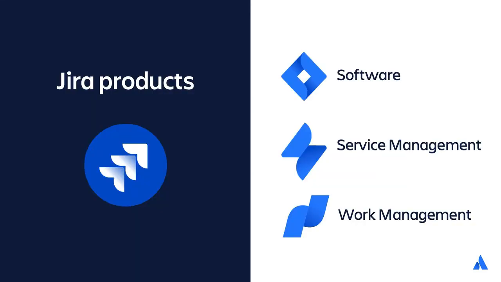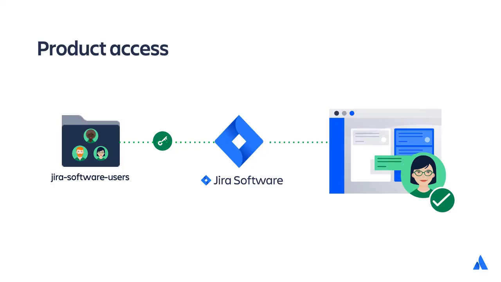When we troubleshoot or configure permissions, we must remember that each product comes with unique features that are available only for users with access to that product. Here, Mania uses up a license seat for Jira software. She has access to all Jira software functionality, such as boards and Agile reports, because she is a member of the Jira Software Users Group.